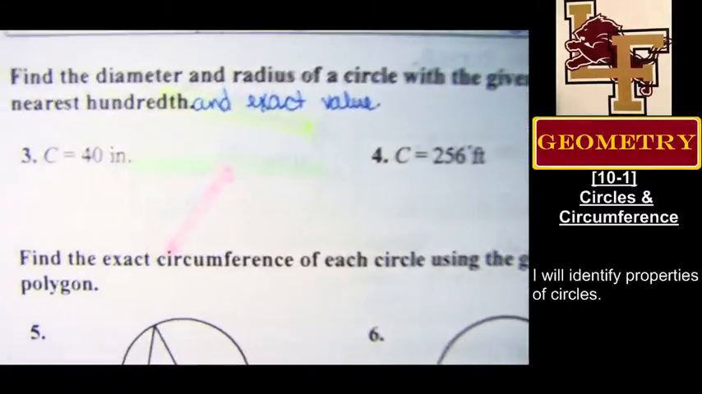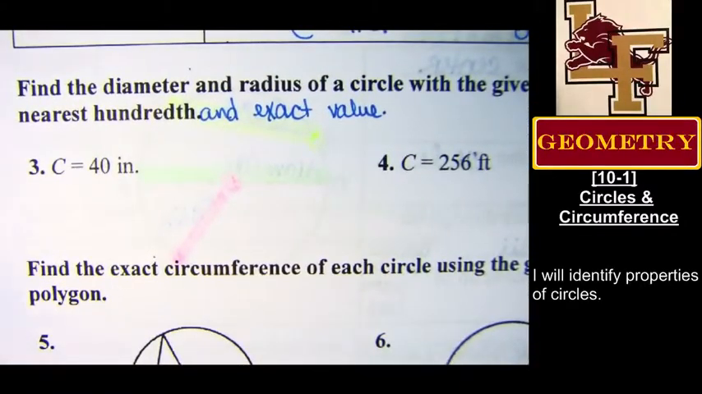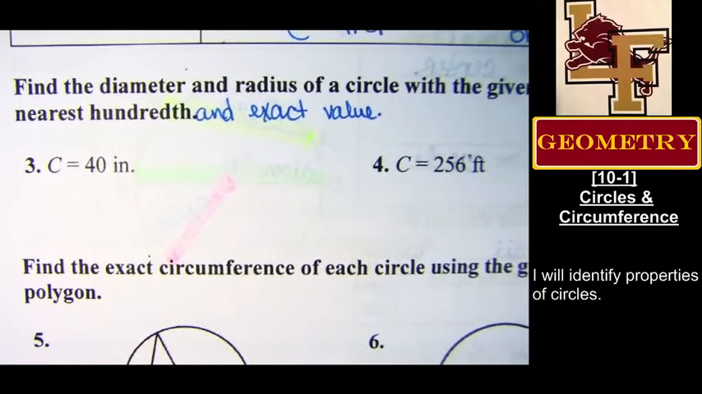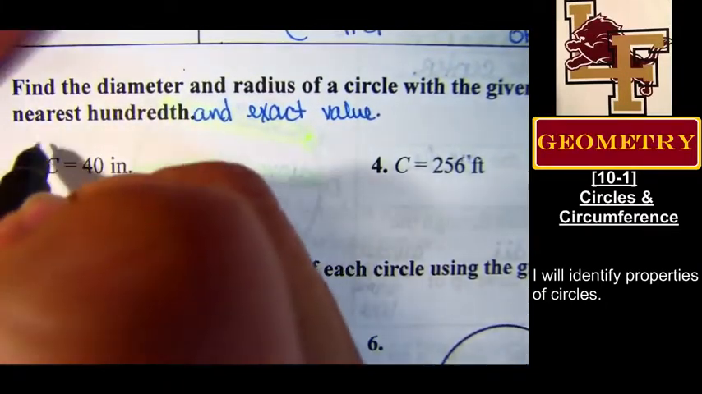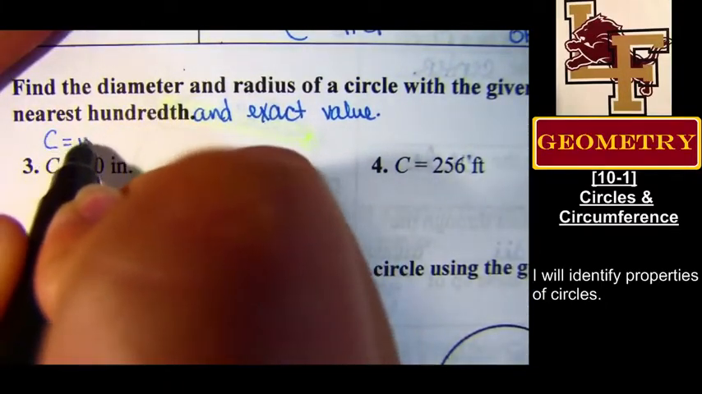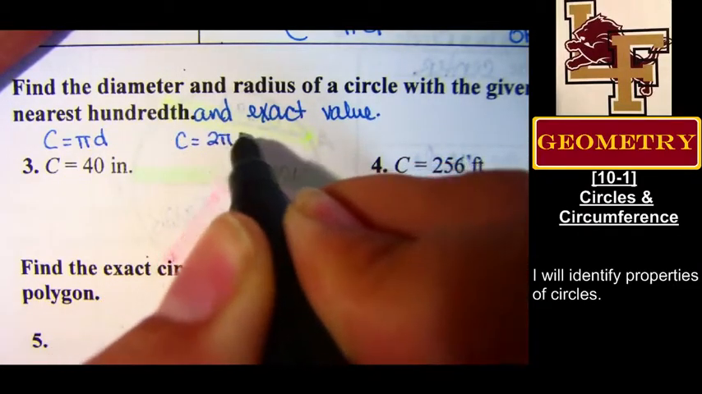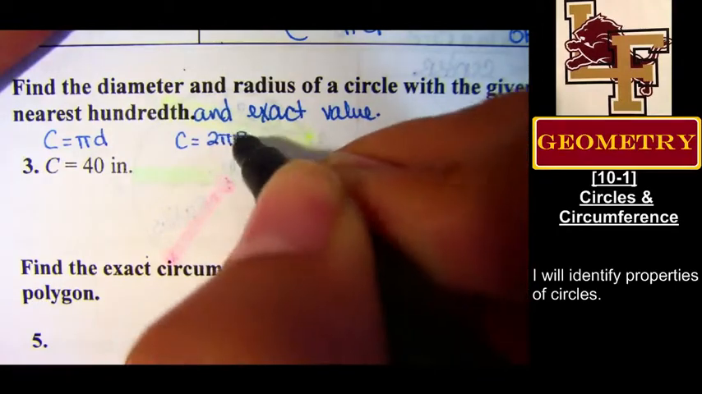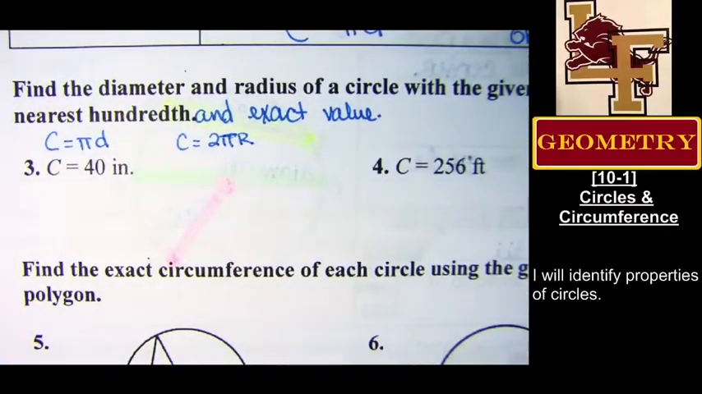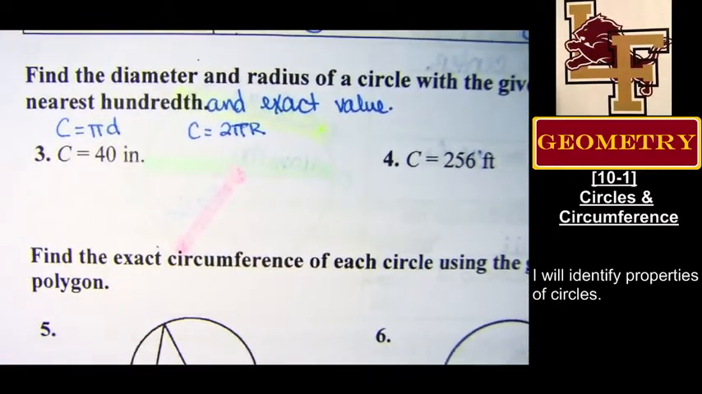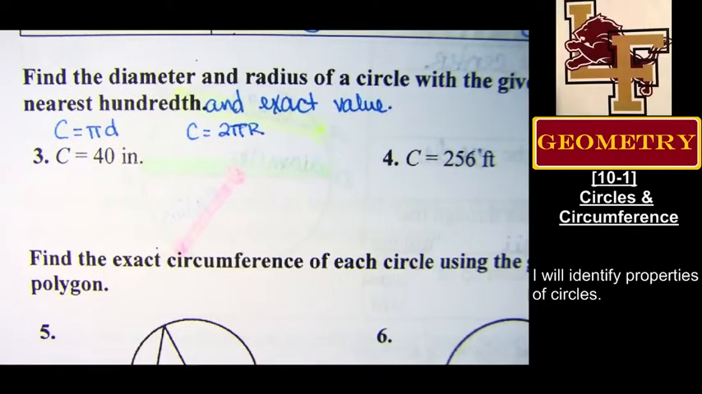Let's do number three. All right. I want the diameter and the radius. So I'm going to use both formulas to do this. Formulae? I don't know the correct way to pluralize formula. Maybe someone in my comment section can help me find the plural for formula.